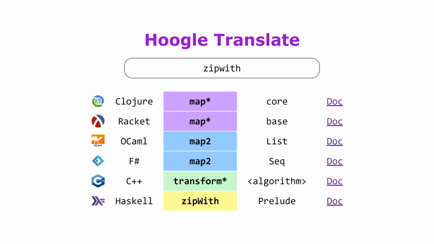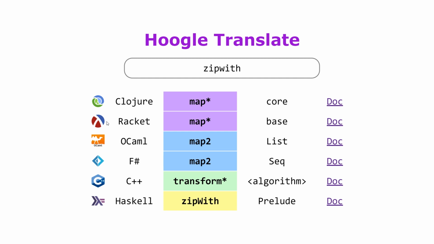C++ has a 2-range version of their transform algorithm that you can use. So it doesn't go up to n, it just goes up to 2. But in theory, you could have an n-ary version of transform that did the same thing. Same thing with zipWith for Haskell. It only takes 2, but there's also zipWith3, zipWith4. And then for the other languages, they all basically call it map.